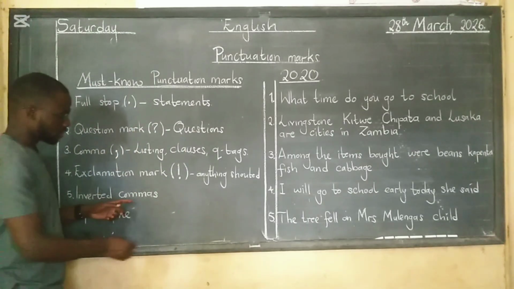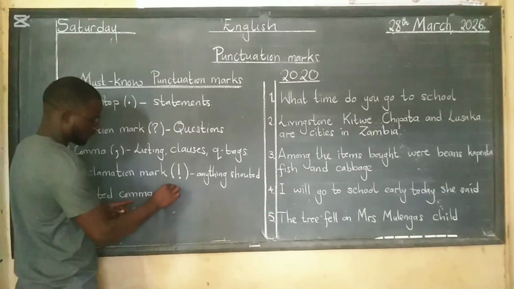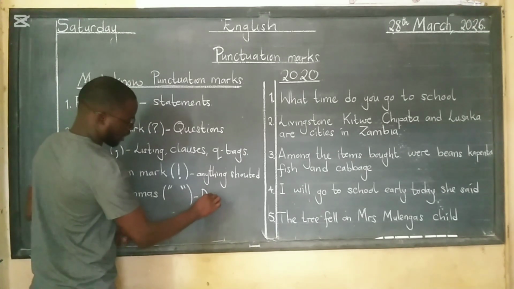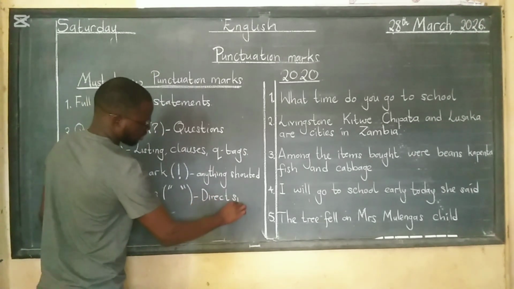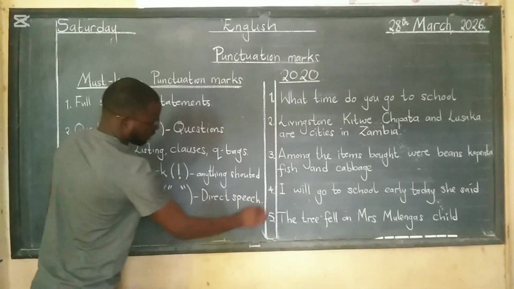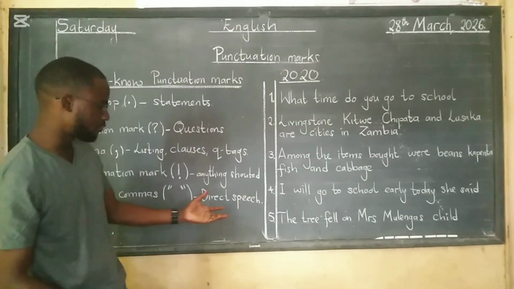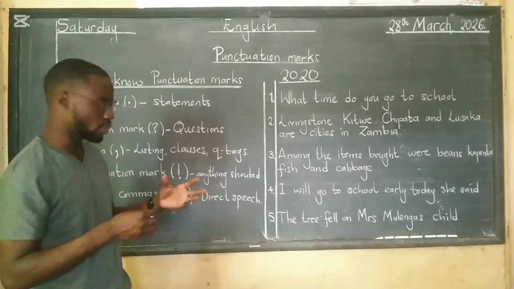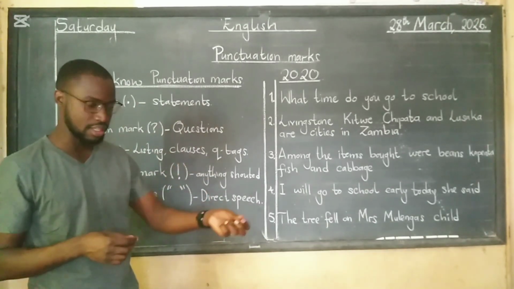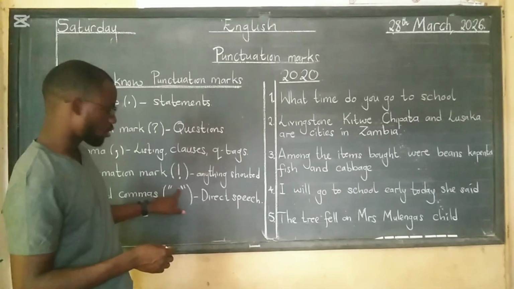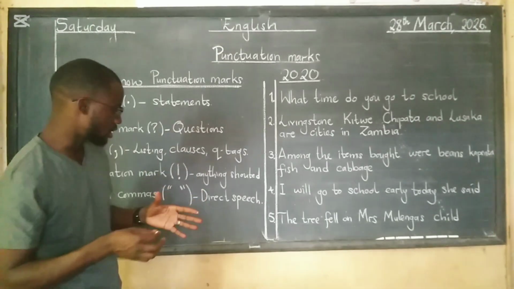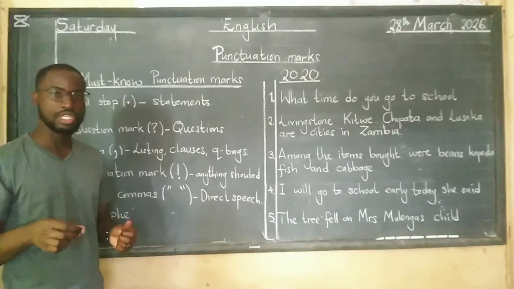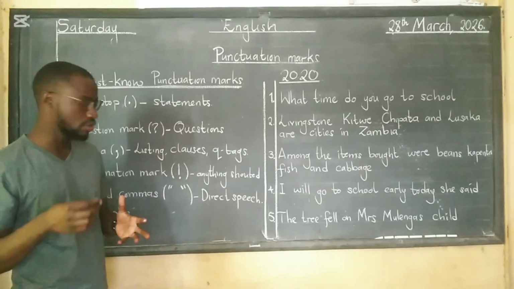Then inverted commas, these ones look like this. These are used for direct speech. Direct speech, that is, words that were said by someone and we are trying to report them exactly as they said them. So we use these inverted commas to show that this piece of writing, this sentence, was said by someone and we are reporting it as it was said, word for word.